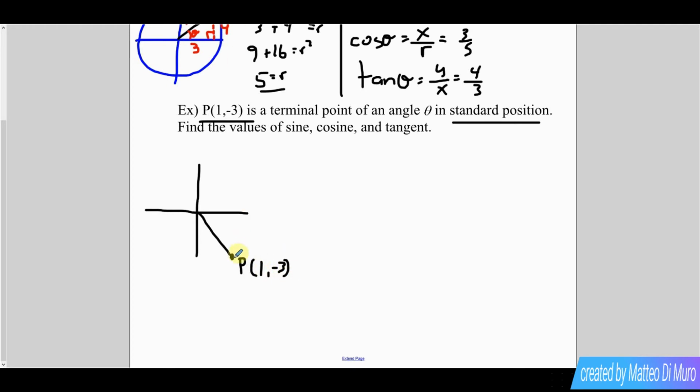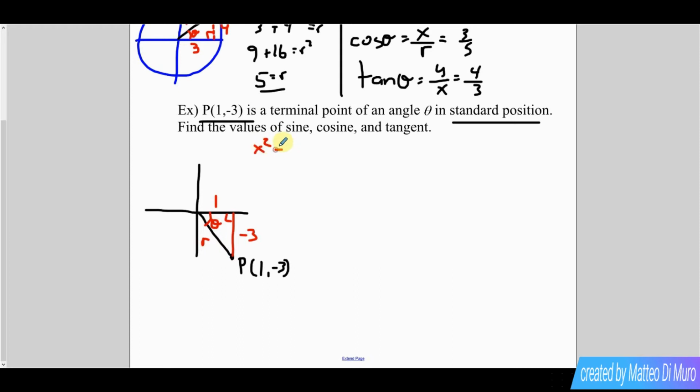Okay, then just draw your triangle. So this line will always drop down to the x-axis. That's always 90 degrees. X is 1. Y is negative 3. So that makes sense. This is theta, and this is going to be r. Okay, so first things first, find r.